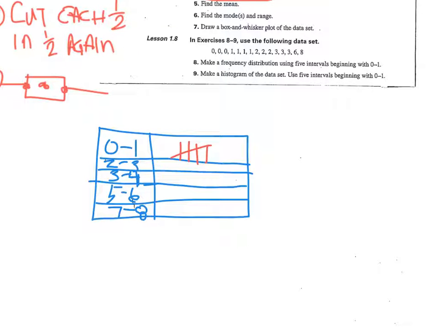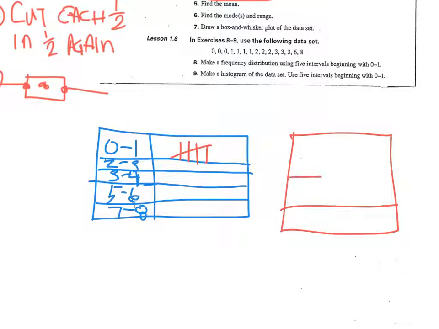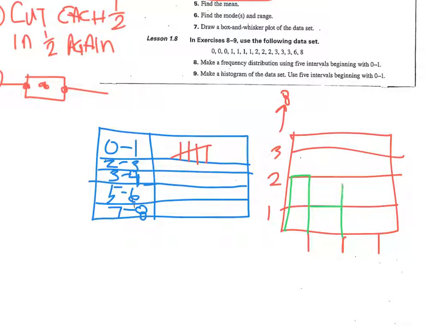Then they want a histogram. So your histogram is going to go like this. You're going to go 1, 2, 3, all the way up to 8. And then your intervals, 0 to 1, 1 to 2, or 2 to 3, 3 to 4, so on, goes down below. And then you make your bar graphs. And these need to make sure they touch. Or it looks something like that. And then you can color them in. Okay? That's what 8 and 9 should look like.